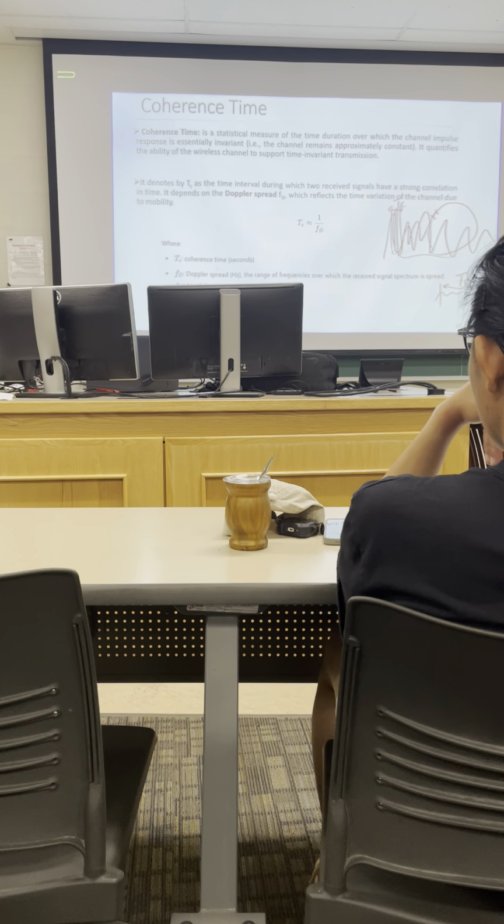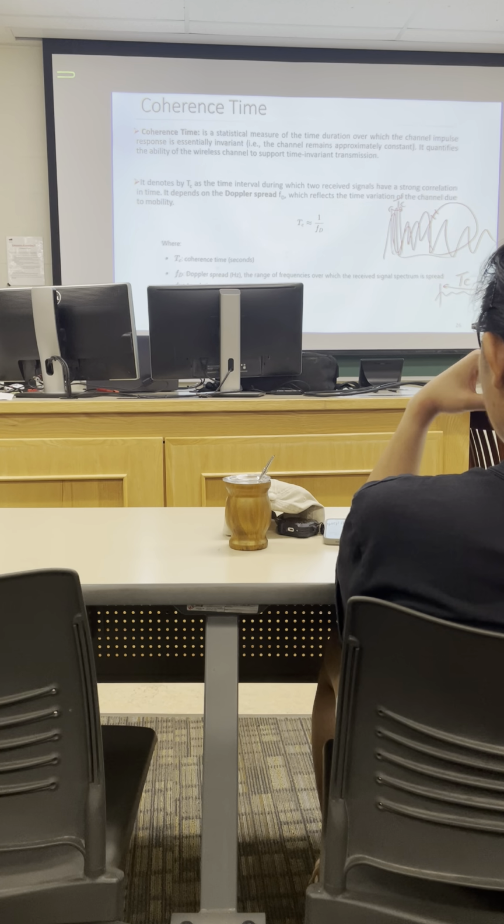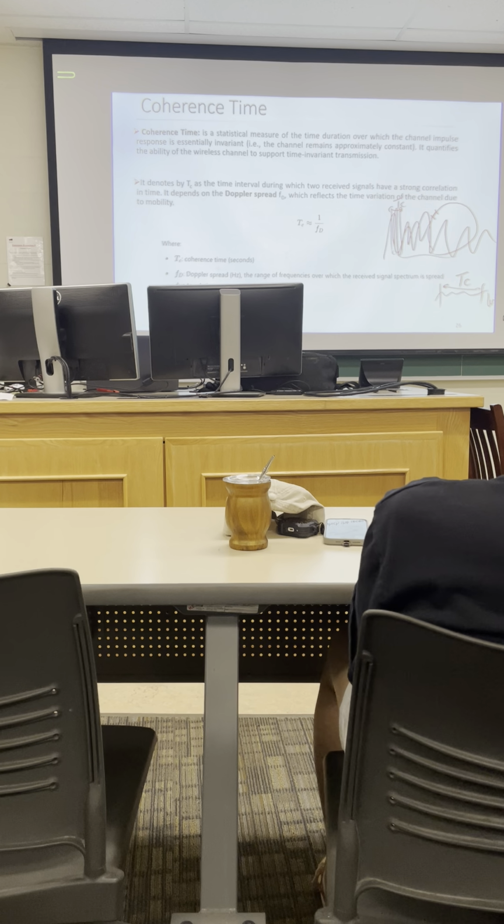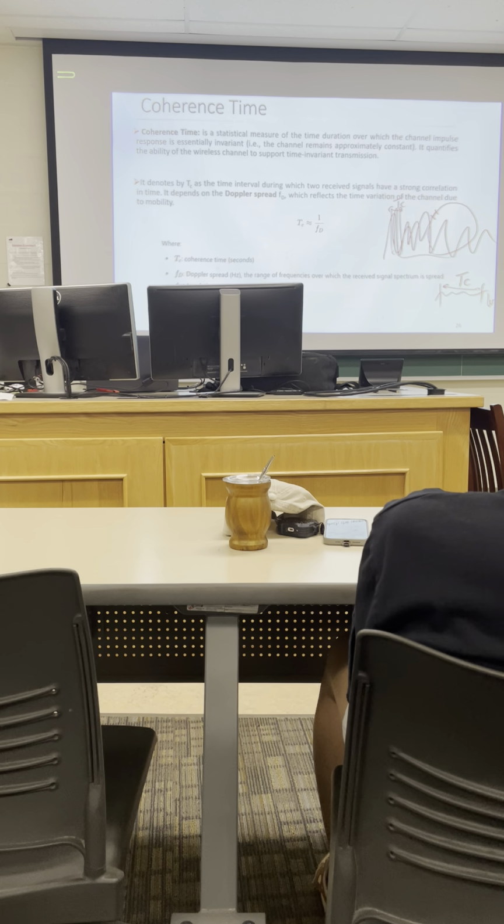So again, before we leave here, TC, the coherence duration, is the period of time over which I can consider the statistical behavior, not any behavior, to be almost constant, okay? And it's inversely proportional to the Doppler frequency because it depends on the movement of the objects, okay?